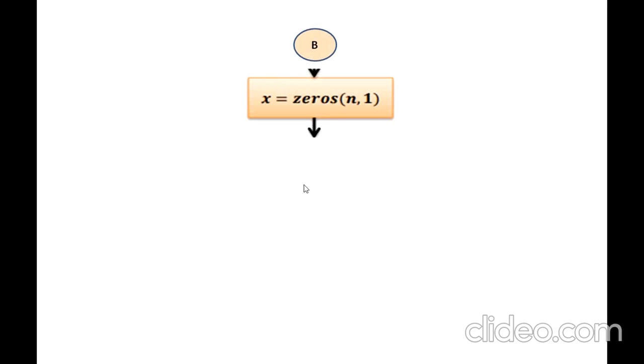Now connector B. Here we define the solution as zeros of n, 1. Here we have 3 solutions x, y, z. So in this case we will consider the solution as x1, x2 and x3. As it is a column matrix, it has 3 elements with 1 column.